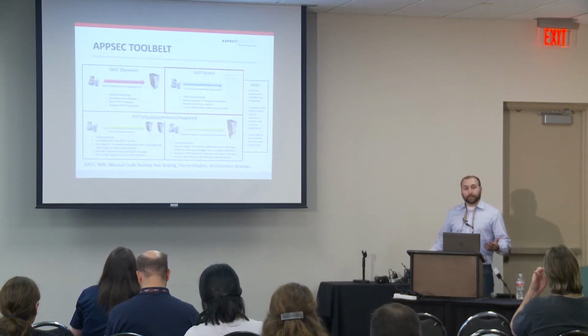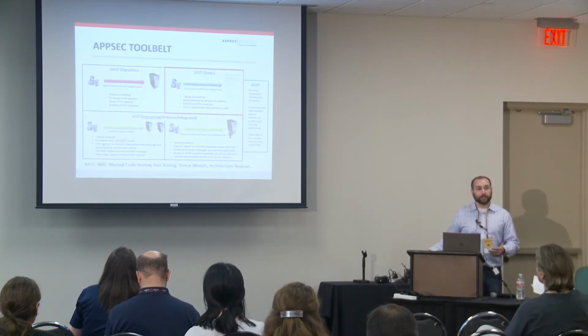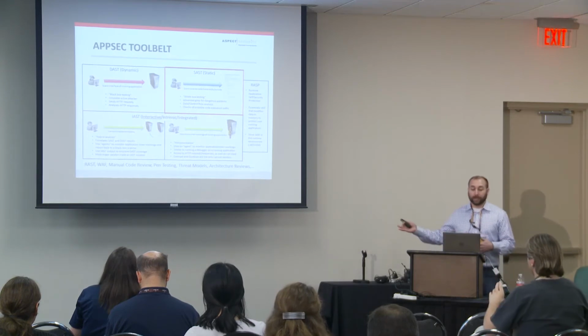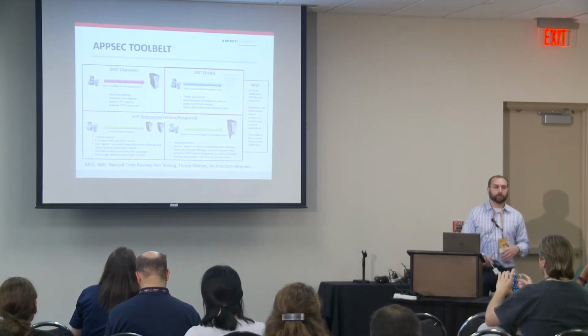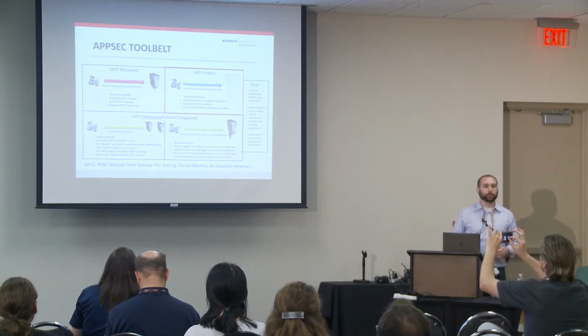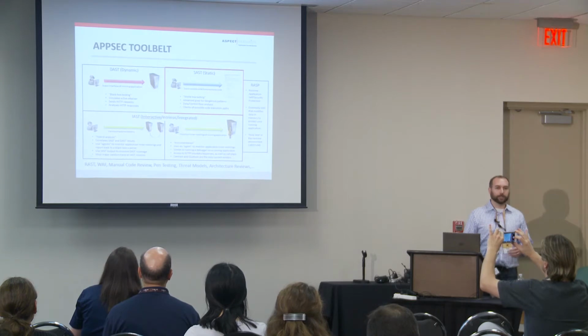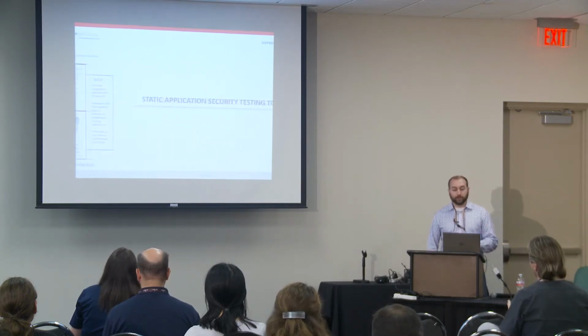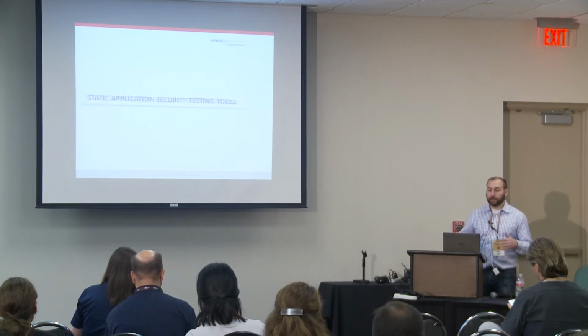So in your application security tool belt, there are lots of different options. You probably have at least some of these in your organization. I'm not going to really go into any of the other ones. I'm just going to talk about static analysis. But there are lots of different options, whether they're tools or some of the manual approaches at the bottom. And I'm sure there are other things that aren't listed here. So we're really just going to talk about static analysis and what that is.